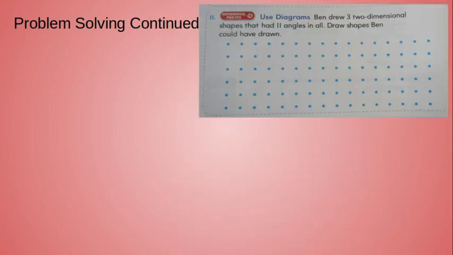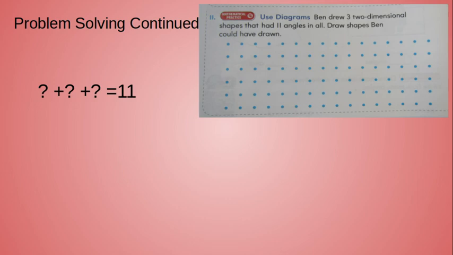All right, this next one's a little more challenging. It says Ben drew three two-dimensional shapes that had 11 angles in all. Draw shapes Ben could have drawn. All right, so this time I have to draw three different shapes, and they have to total up to 11 angles. So that's like saying shape 1 plus shape 2 plus shape 3 equals 11 angles.